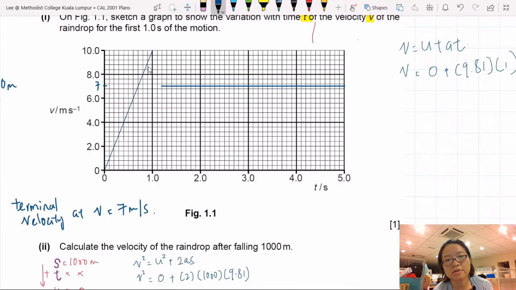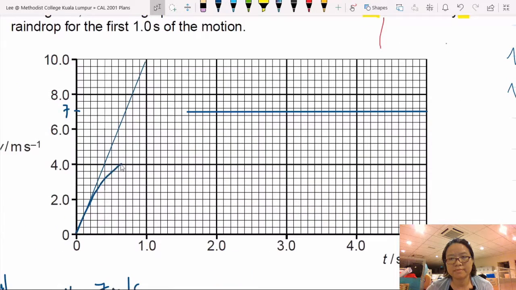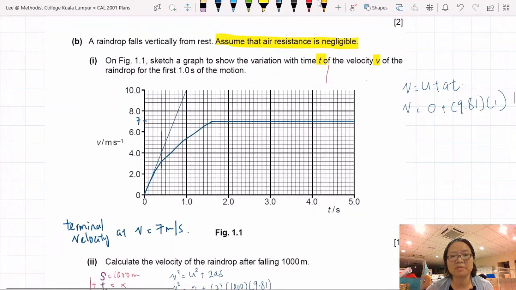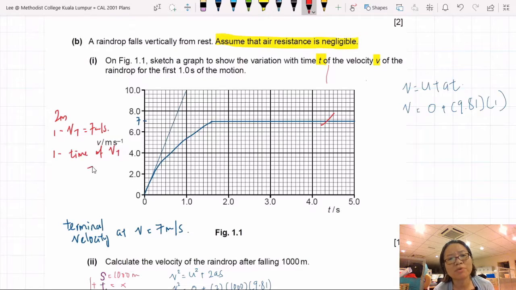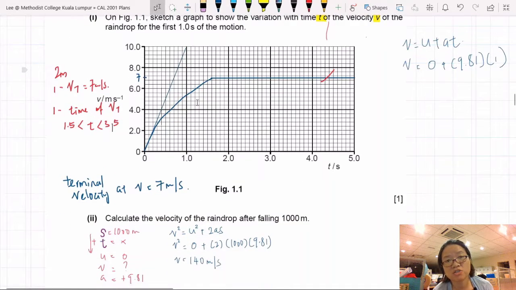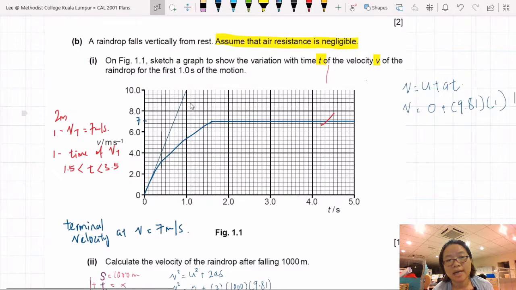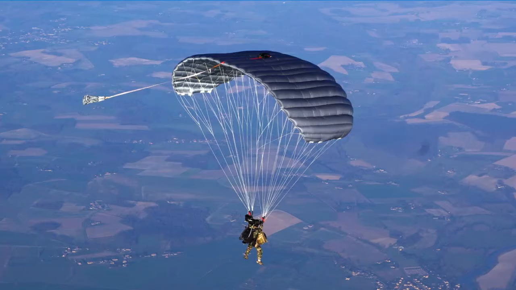Because this area is only 5, the area of the triangle is 5. So again, I'm going to keep redrawing it until it looks correct to me. Again, the area under the curved portion should look about double the area of the triangle. I'm just estimating. Anyway, it's 2 marks. So 1 mark is when your terminal velocity is 7. And because the time is very big, the time for you to hit terminal velocity is between 1.5 to 3.5. Pretty large. Anyway, you cannot really tell the time when it hits terminal velocity because you don't have enough information.